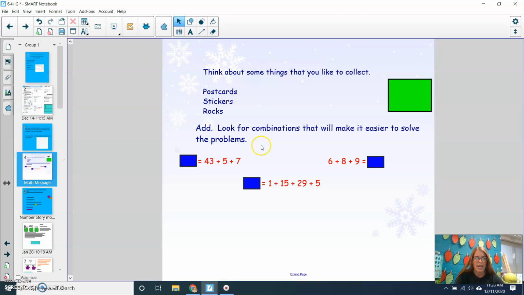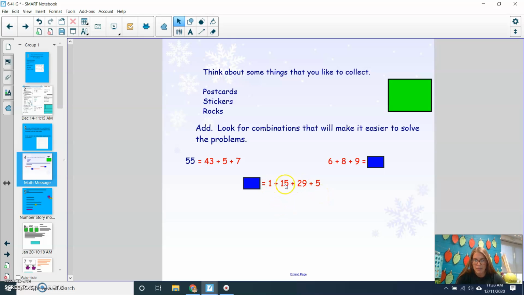Another thing we're going to look at is look for the combinations that will make it easier to solve the problem. So if I have 43 plus 5 plus 7, what part should I do first? If you're thinking that we should do 43 plus 7 first, because 43 plus 7 would get us to 50, and then plus 5 would bring us to 55. Could you press pause and solve these two problems, and then press play when you're ready to check?